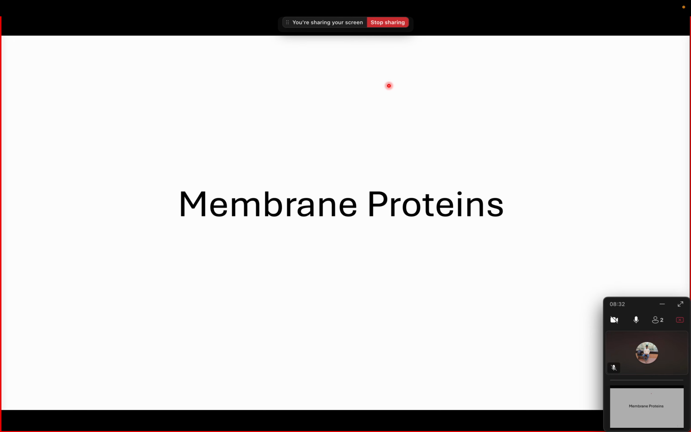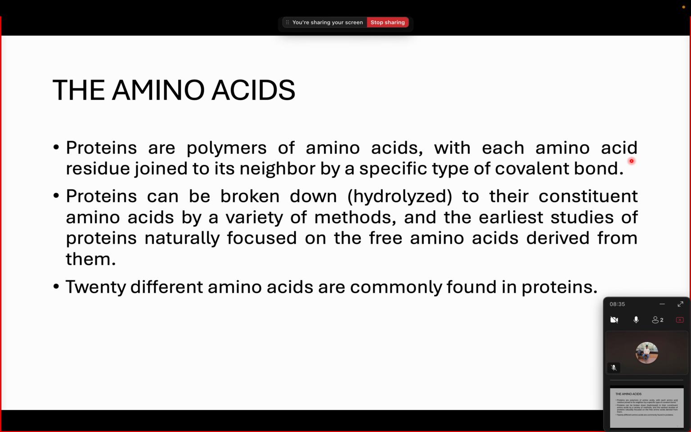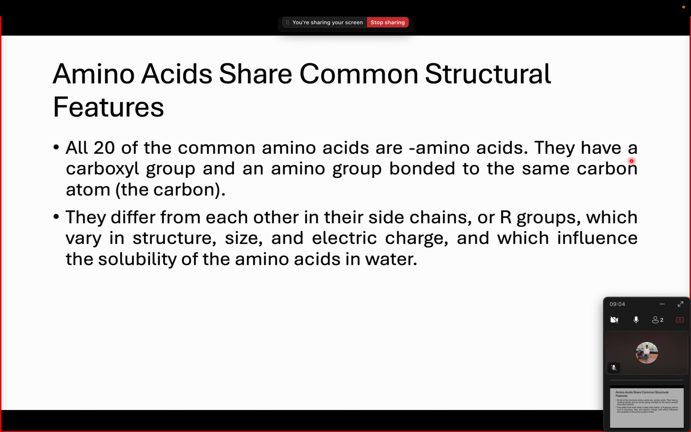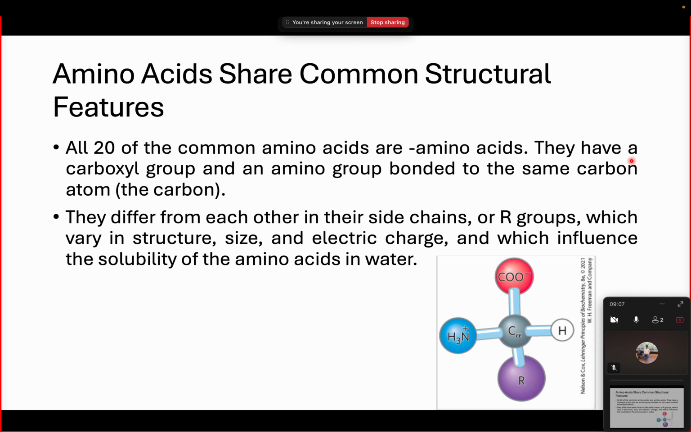So in the last class we discussed amino acids, because at the end of the day proteins are polymers of amino acids, right? Each amino acid is joined together by a specific type of covalent bond called the peptide bond, which we're going to see in today's session. Each amino acid in a protein is called an amino acid residue. Then we studied their basic structure, what the backbones of amino acids are.